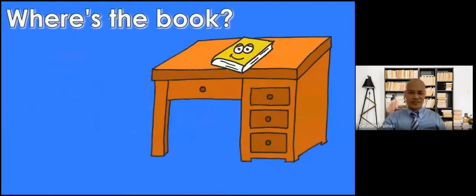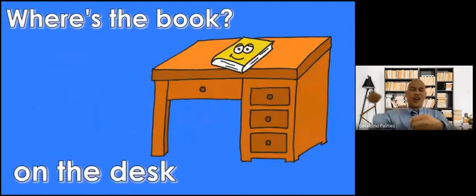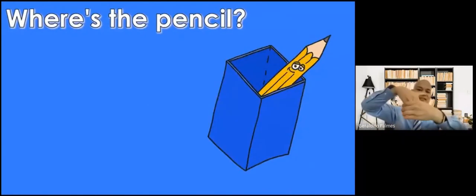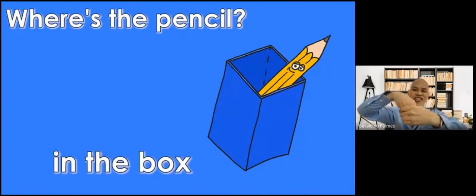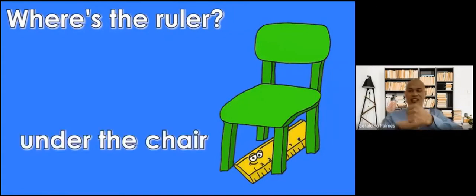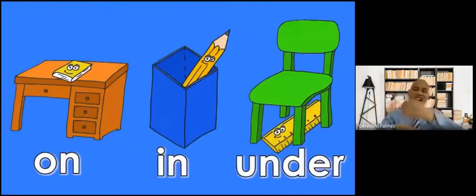Where's the book? Where is it? On the desk. On the desk. Where's the pencil? Where is it? In the box. In the box. Where's the ruler? Where is it? Under the chair. Under the chair. On. In. And under.